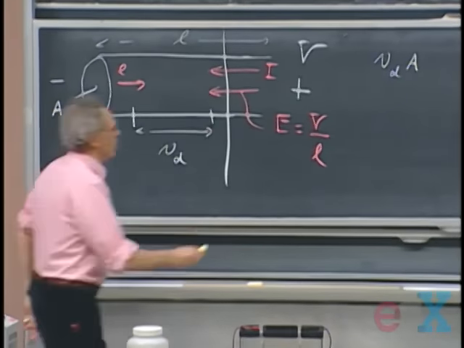I can massage this a little further because E is V divided by L. And so I can write now that the current is sigma times A times V divided by L. I can write it down a little bit differently. I can say V therefore equals L divided by sigma A times I. And now you're staring at Ohm's law, whether you like it or not, because this is what we call the resistance capital R.